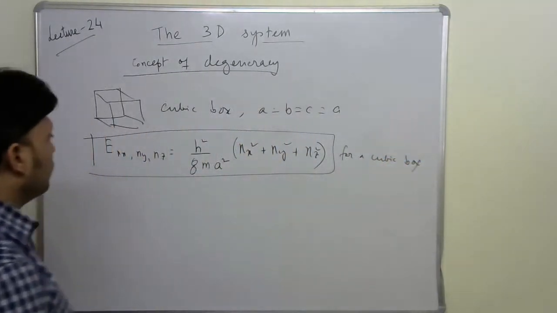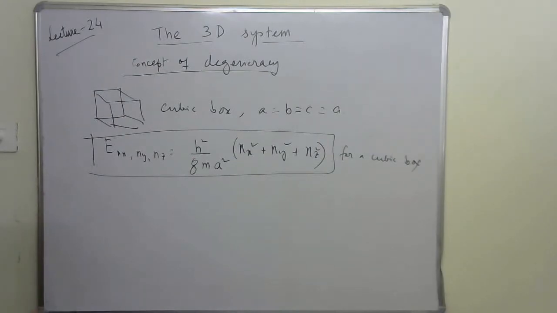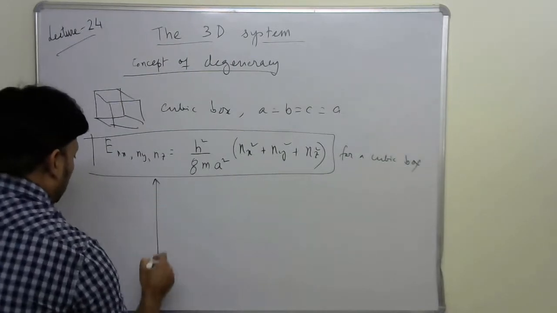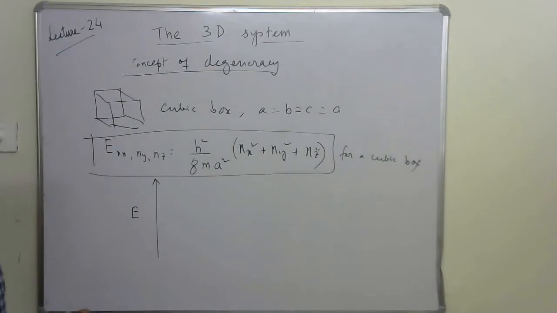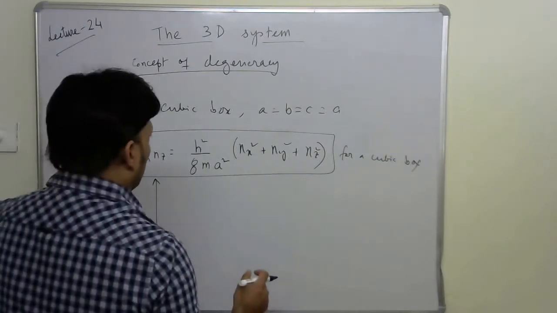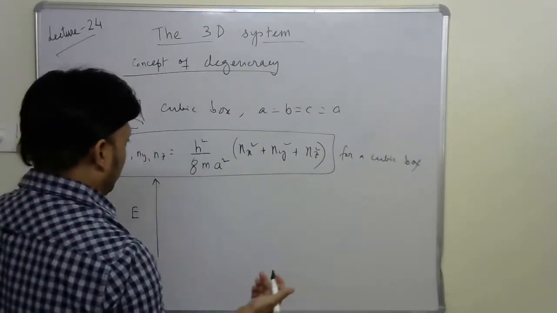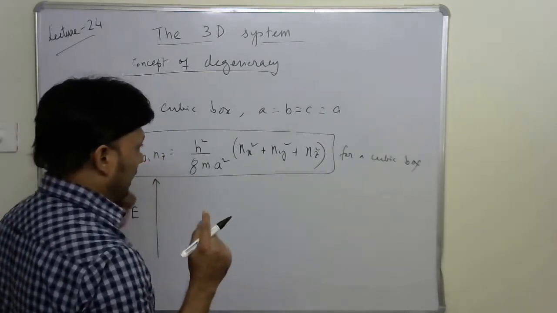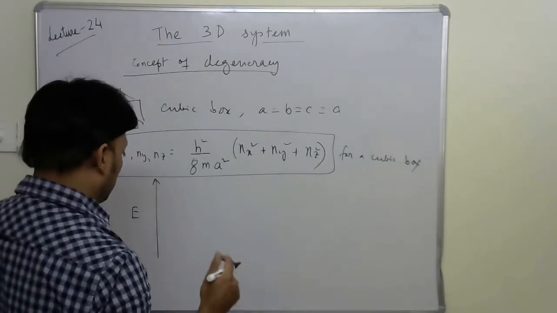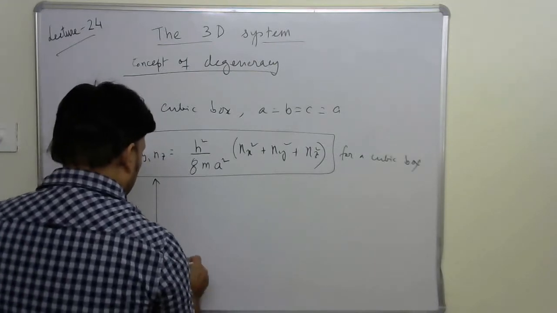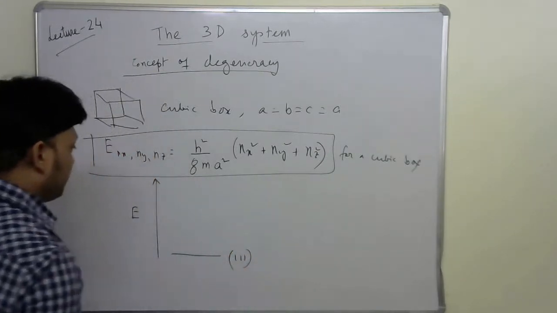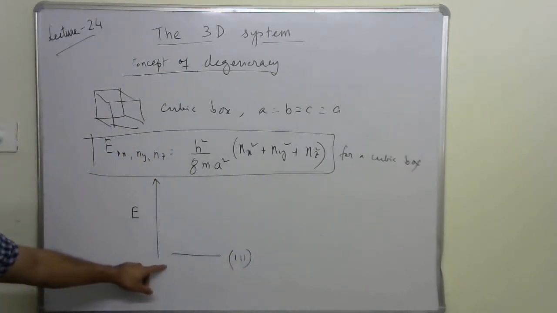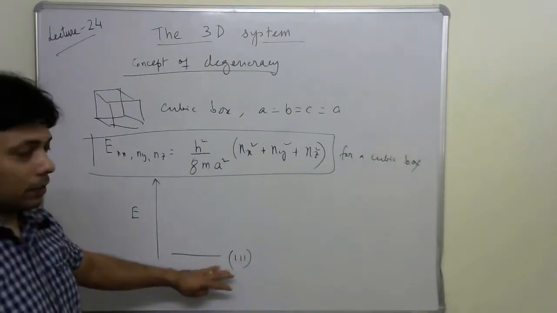So now for a cubic box, some interesting things appear. If I try to draw those energy levels, here it is E, and we are going to write our n values. What should be our first n value? n is equal to nx is equal to 1, ny is equal to 1, and nz is equal to 1. So we can write the energy value that comes for 1, 1, 1. This is our first ever energy value, and we have only one set of values.